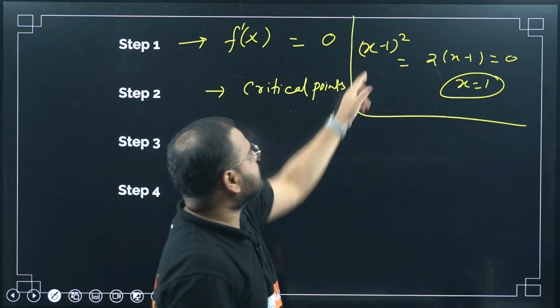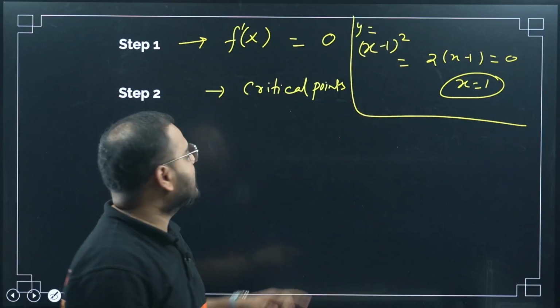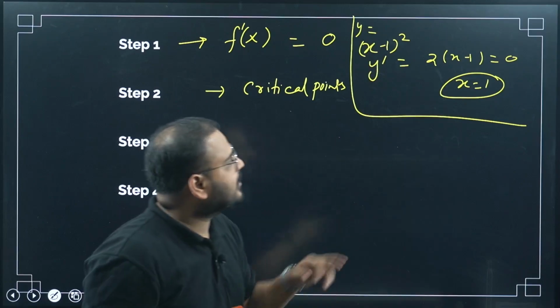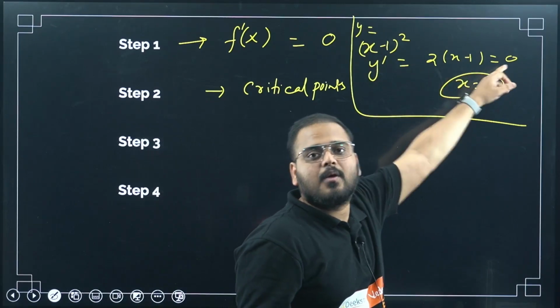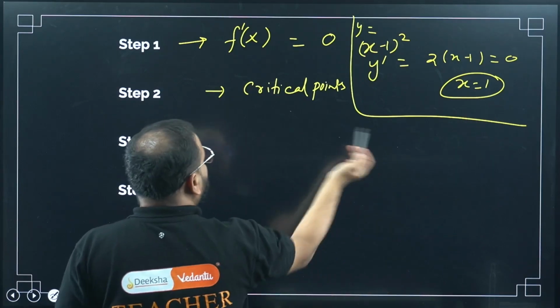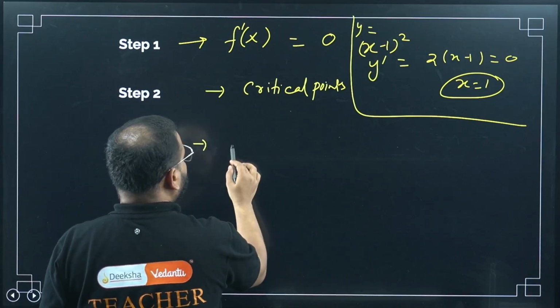So if you take a function y equals x minus 1 the whole square, I can differentiate. This is my y dash. What is that? 2 into x minus 1. Put it equal to 0. Same thing I've written here. So after getting x equals 1, what do I have to do? Plot my critical point. I can plot it like this on the number line.